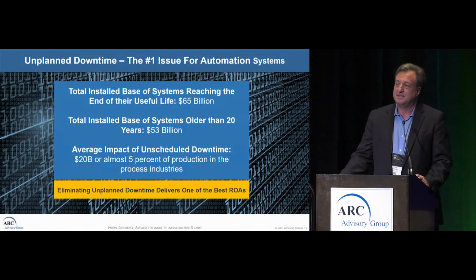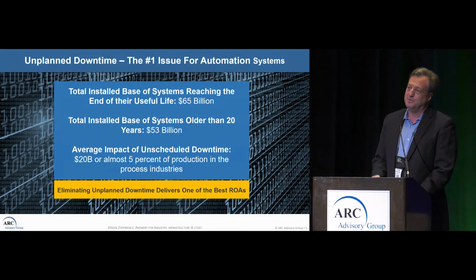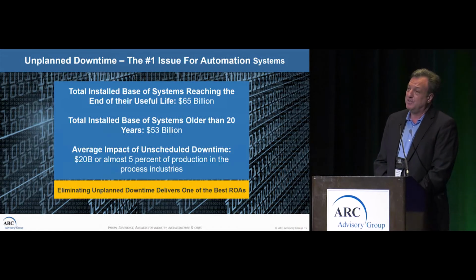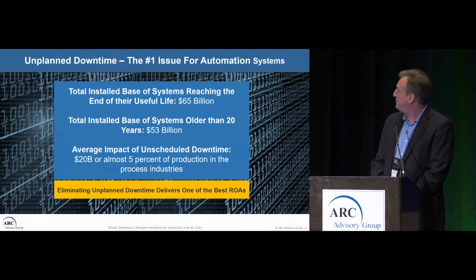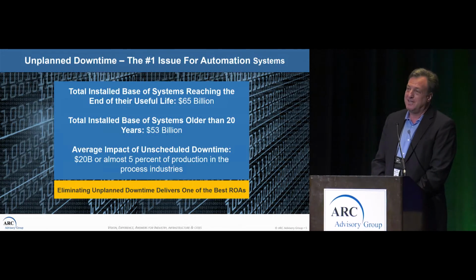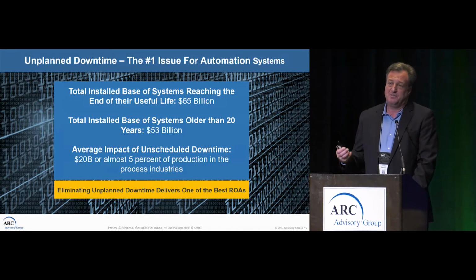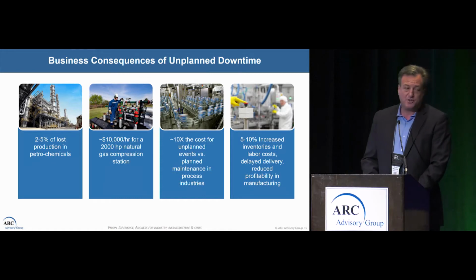I'm here to talk about the effects of unscheduled downtime in the plant and what we can do to reduce it. We've seen some of the stats that we've been publishing for a while at ARC: $65 billion worth of systems are at the end of their useful life, of which about $53 billion of that install base is over 20 years old. We forecast that about 5% of potential process production is lost as a result of unscheduled downtime.